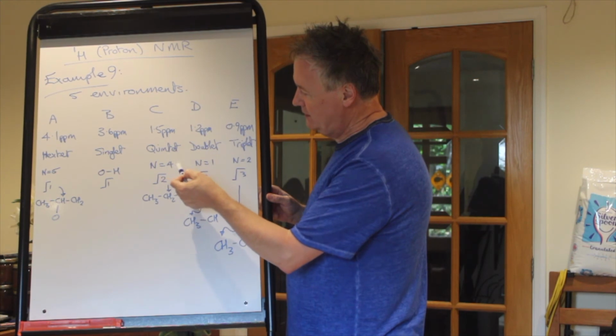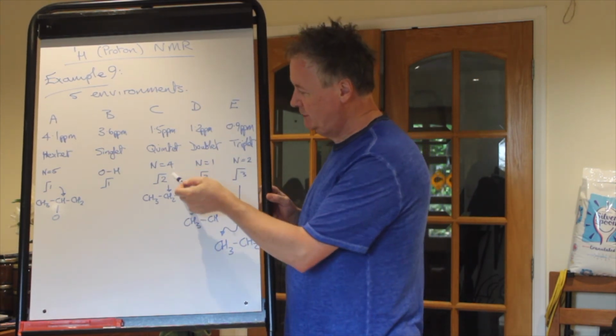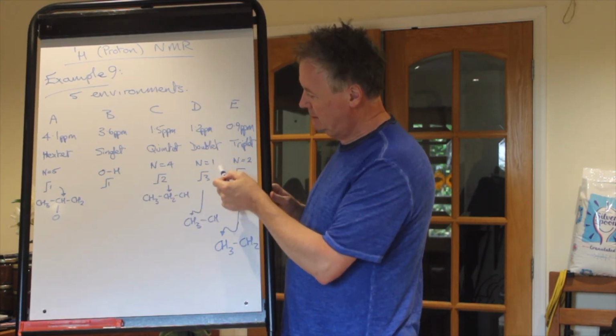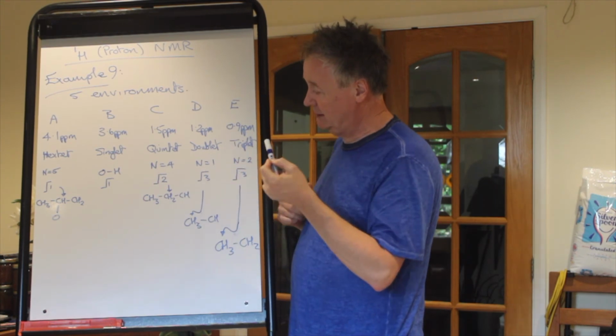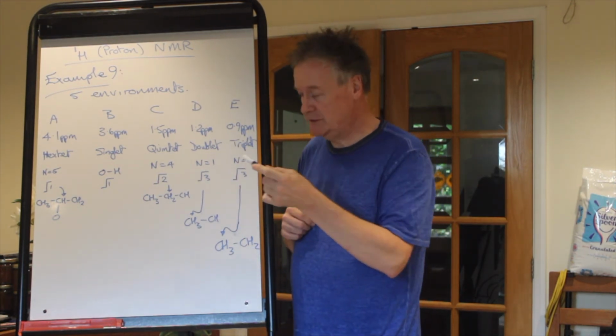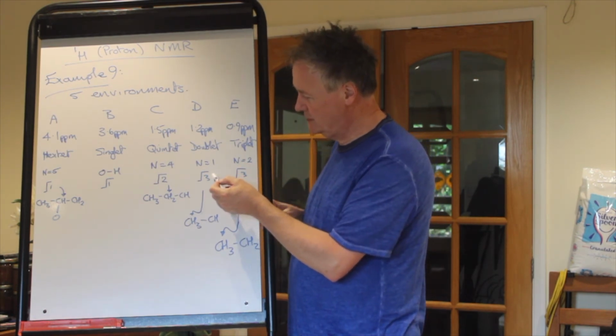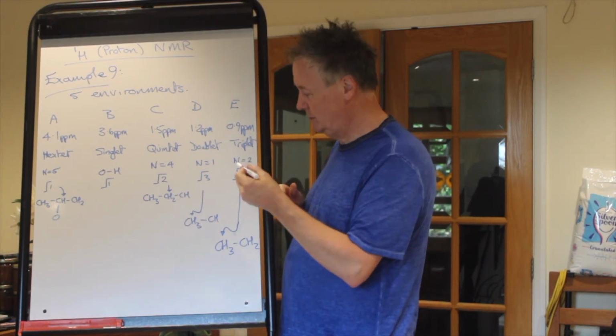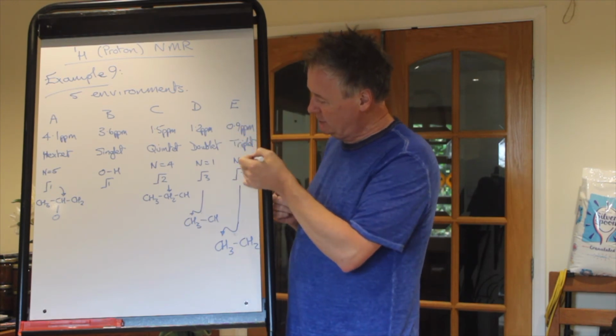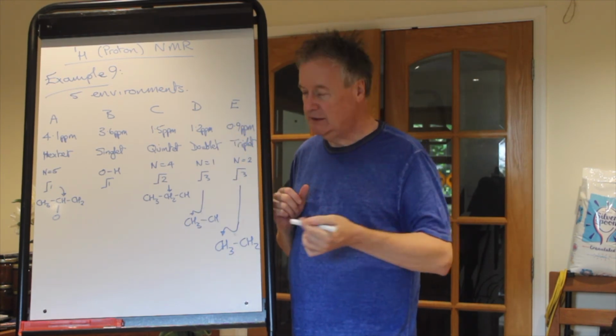Then you've got a quintet, meaning that there are 4 hydrogens, integral value of 2, and then there's a doublet, which is only therefore going to be 1 hydrogen next to it, but it's 3 hydrogens in height, so there are 3 hydrogens in that environment split by 1 next door. And similarly a triplet, n equals 2, with a height of 3.